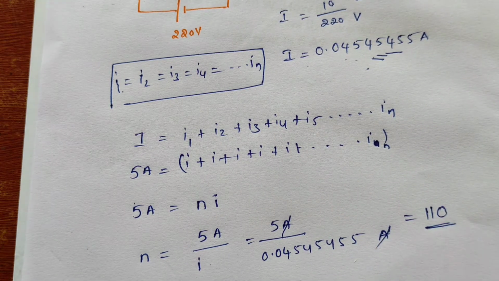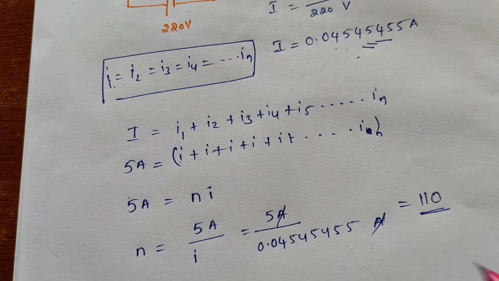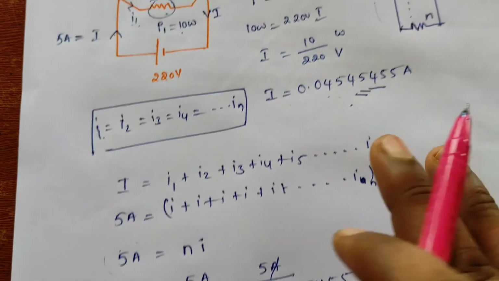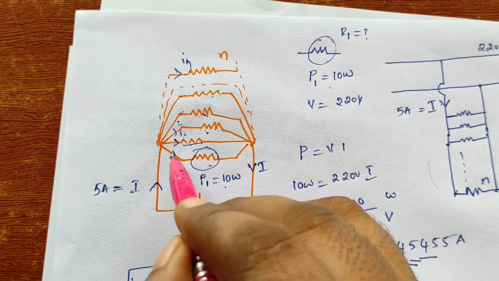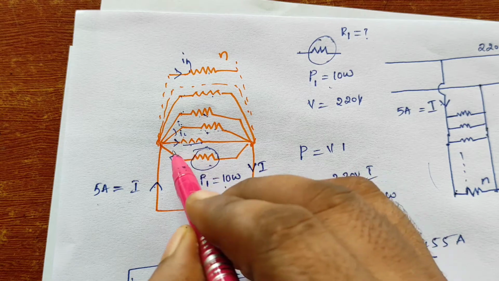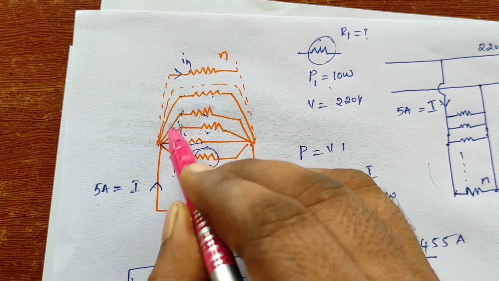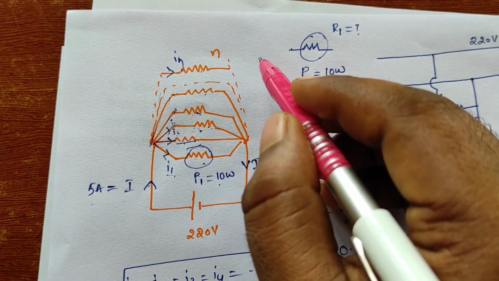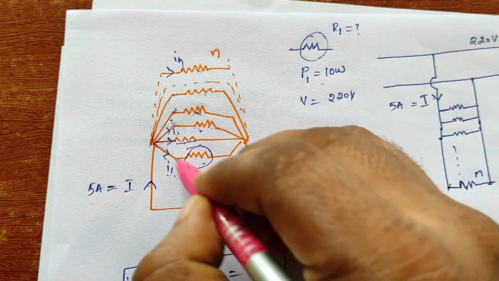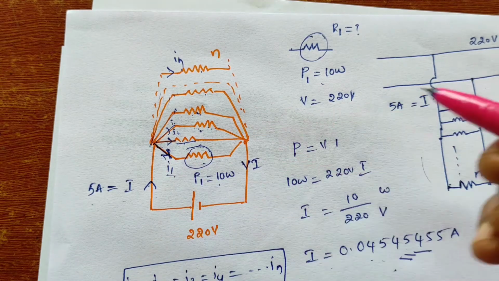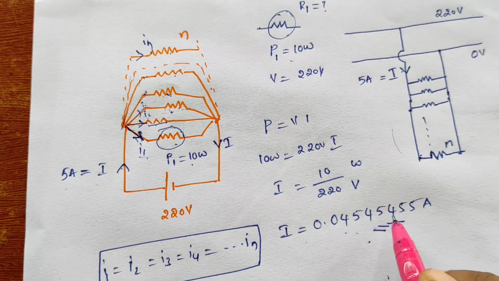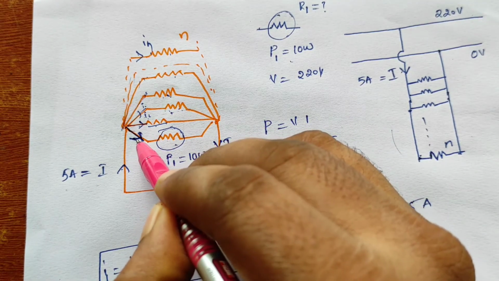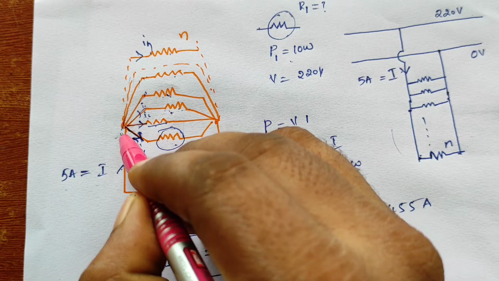So what does this mean? This 5 amperes is divided 110 times equally. This is one time, second time, third time, fourth time, fifth time, sixth time, seventh time, again 8th, 9th, like that. How many times is this 5 amperes divided? 110 times. So in each branch, how much current is going? 0.04545455 amperes is going. You understood now? So what does that mean? How many branches do we have here? 110 branches we have.